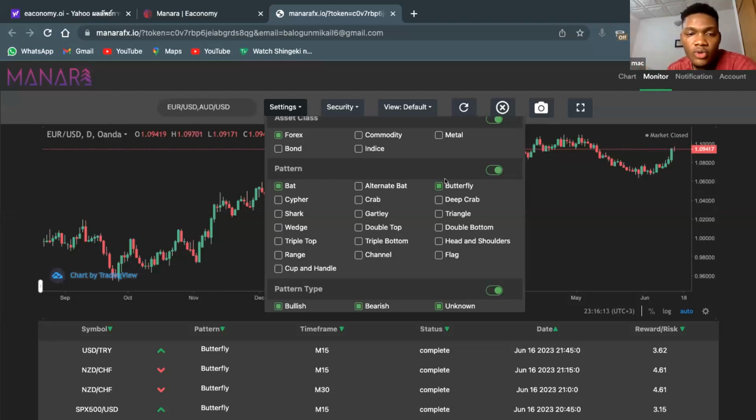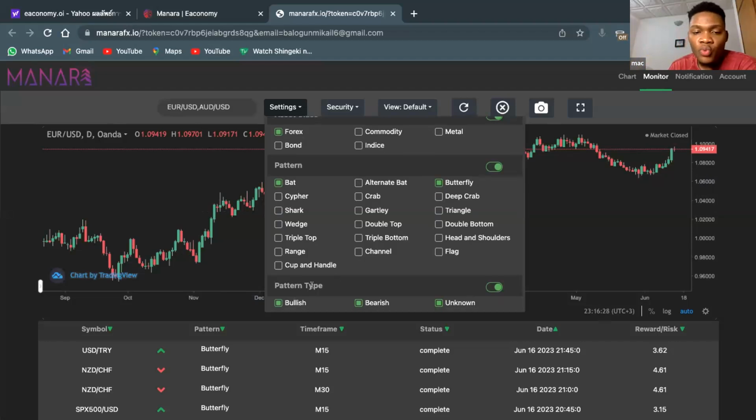Okay, so bat and butterfly, those are the two that you will leave. The rest, forget about them. They're not that accurate. They will give you lesser wins. The best is bat and butterfly, right? We now go to pattern type. Pattern type will leave bearish and bullish, obviously. We want to know when the market is going to buy and when the market is selling, right? Anything unknown, remove unknown, right?